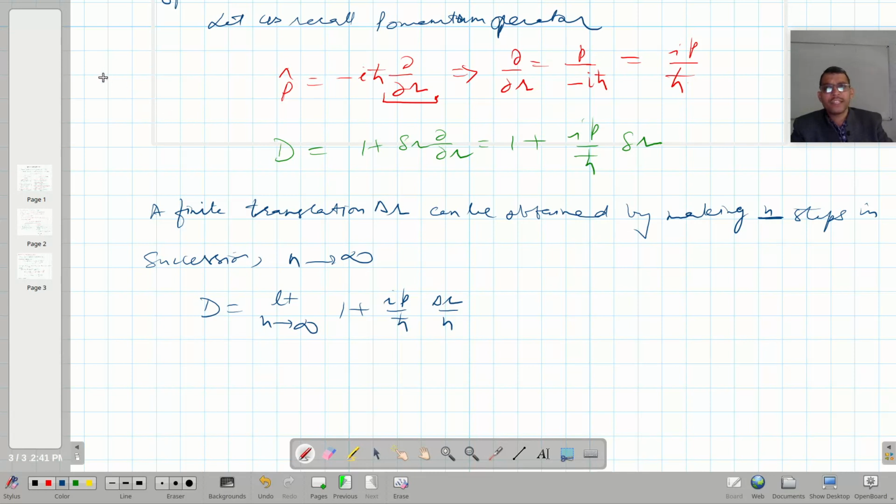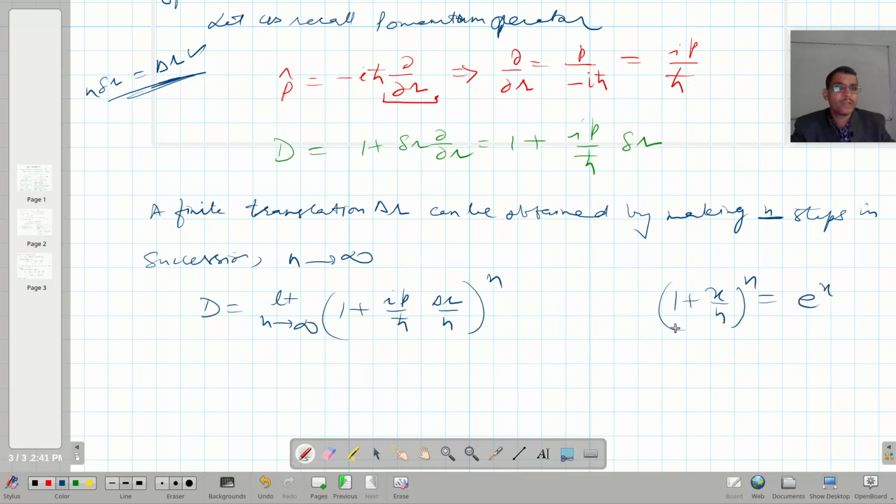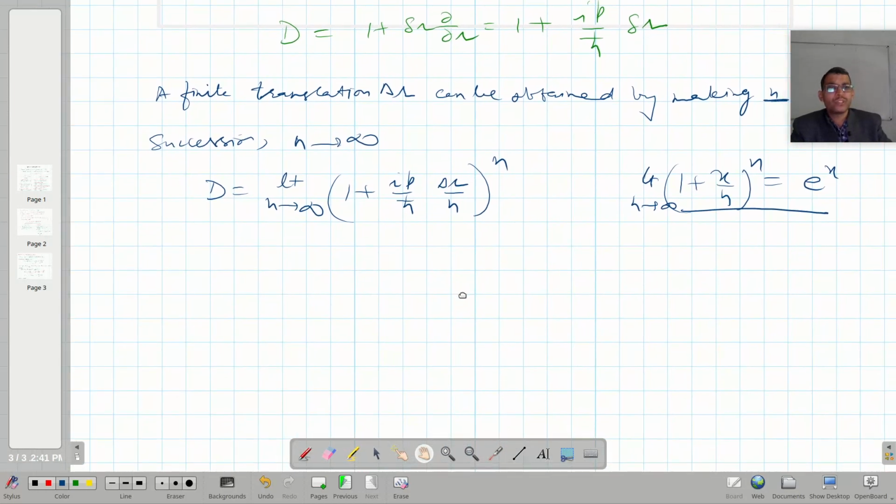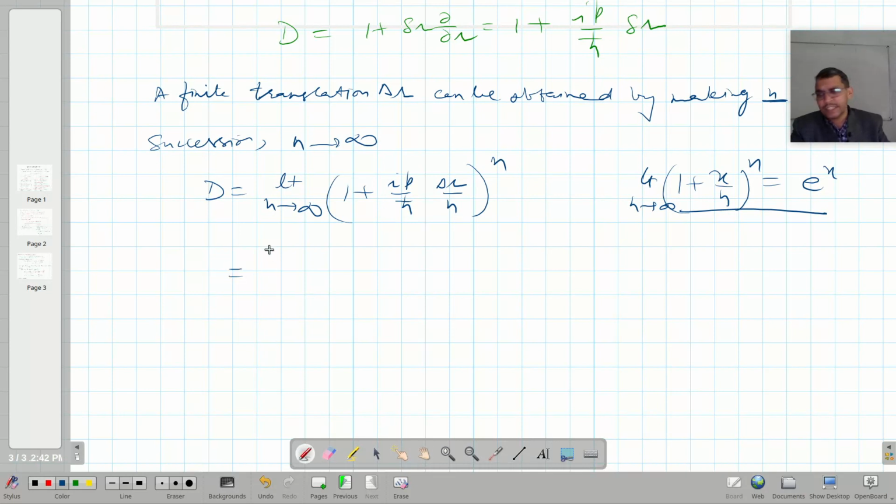This is the value, because delta r into n gives you delta r. It can be written like this. So using this I can write down this one. And n steps means raised to power n. But if I recall, (1 + x/n) whole raised to power n, as n approaches infinity, is e raised to power x. So if I use this limit, then it can be written like this: e raised to power iota p delta r over h cross.